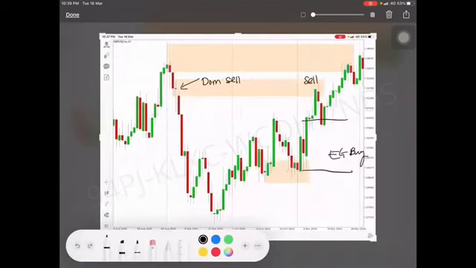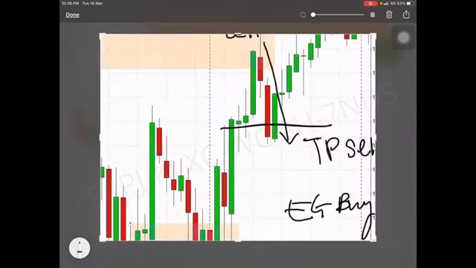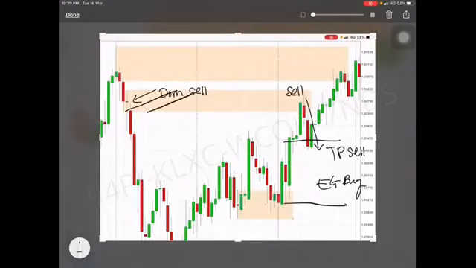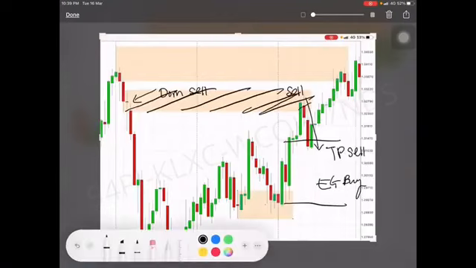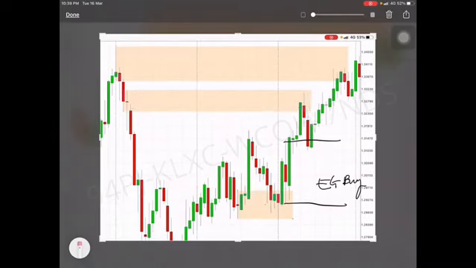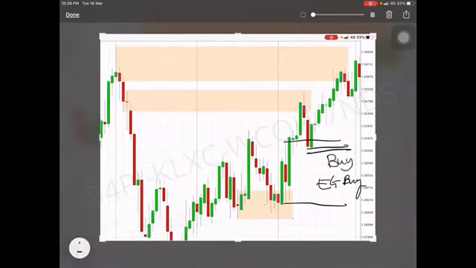Okay, so engulfing buy. So you know that when you entry for sell, that this place is for buy. So this is your TP for sell. Okay? And then you know that this zone is clear. Okay, cleared. So on the engulfing buy, you enter it for buy right here. You buy on this area.